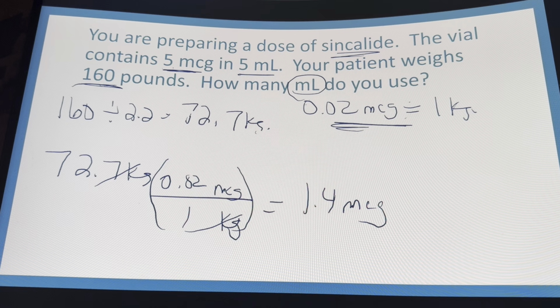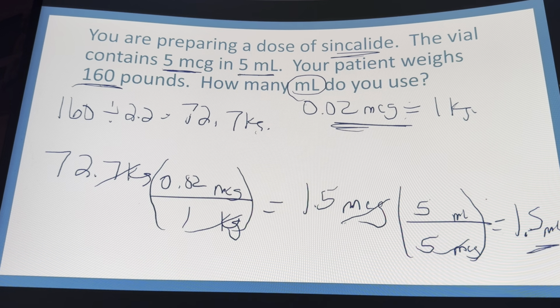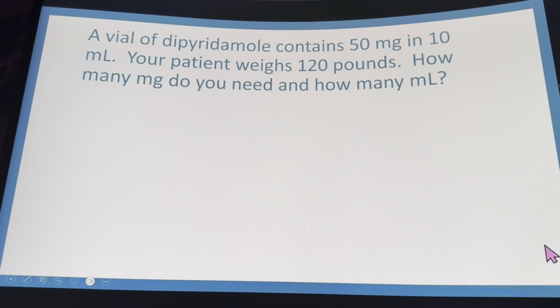It asks how many mLs. My conversion is 5 micrograms in 5 ml. I can write this in here if I want to. Whatever's on top goes on bottom, micrograms, ml. 5 micrograms is 5 ml. Since it's a 1-to-1 ratio, you're multiplying it by 1. So it's actually 1.5 ml. Very good. All right, let's do another one.